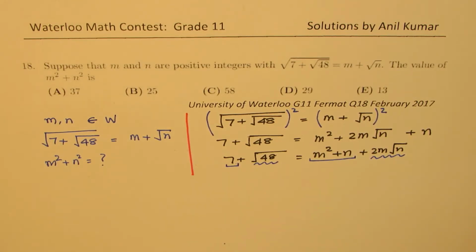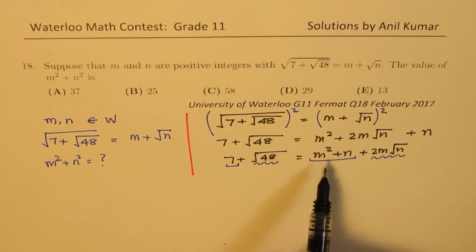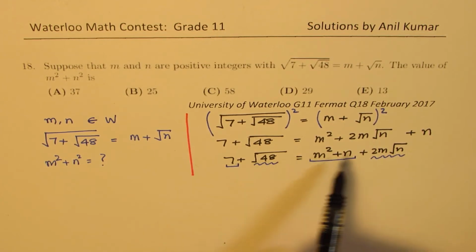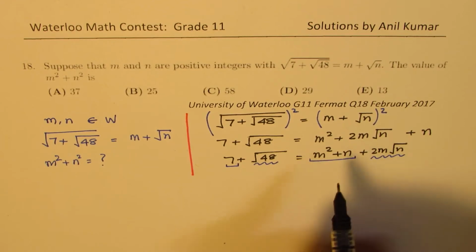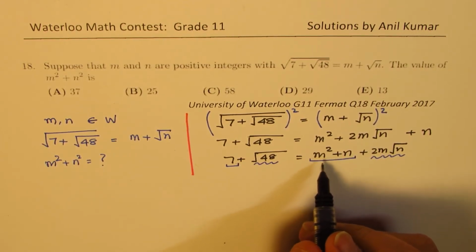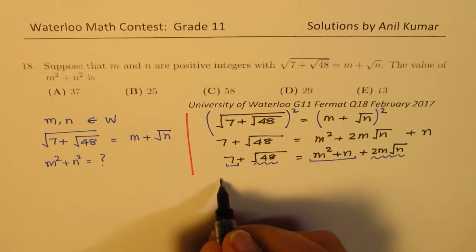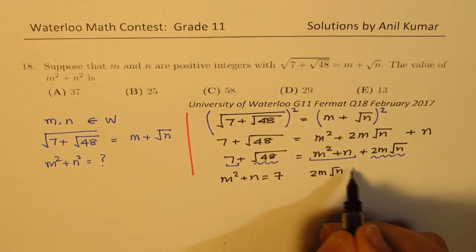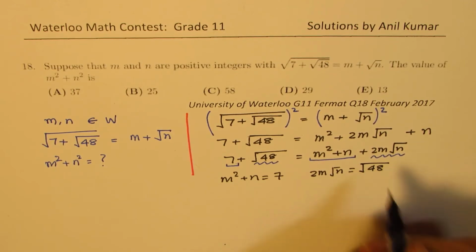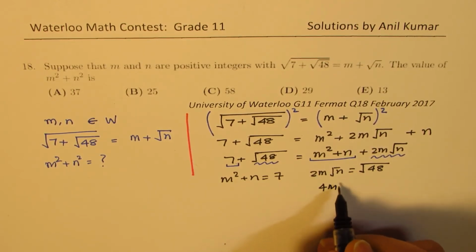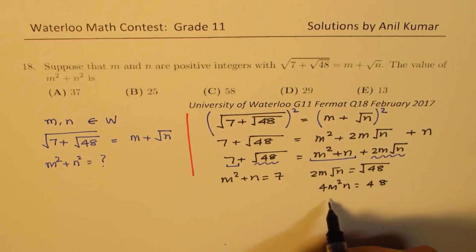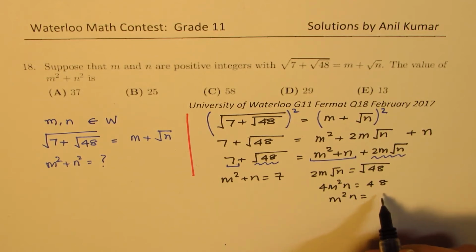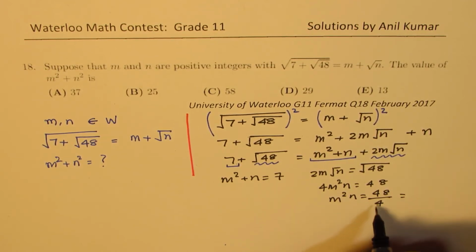So we have one equation with 2 unknowns. That means we need to assume something and we need to really work out some way to figure out the answer, right? So we can take this assumption that the numbers and the radical signs are the same. So that is definitely one of the solutions. So let's see what we get. What we get from here is that m square plus n is 7, and 2m square root n is square root 48. Perfect. Let's square this. We get 4 m square n is 48. Well, so that gives us m square n as 48 over 4, which is 12.